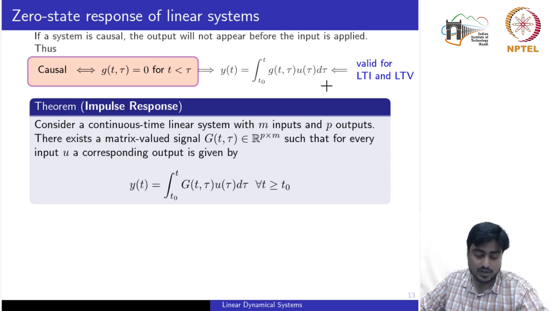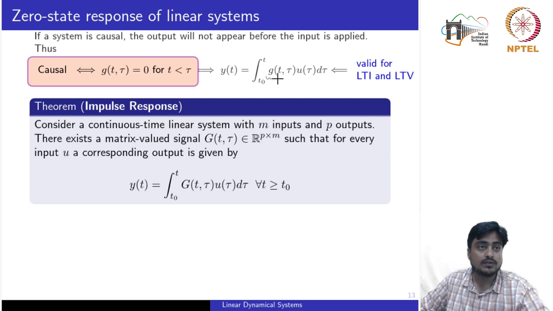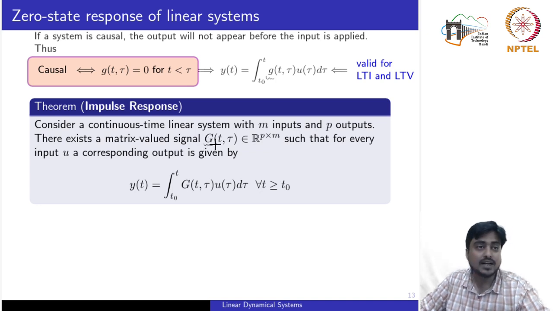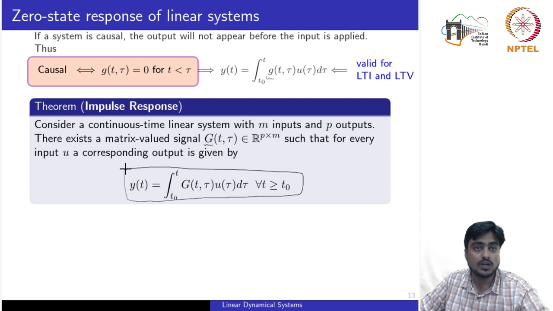Now note that whenever we are defining any function, we will be using small letters. If we are defining the relationship between the input and output by a function with a capital letter, it means that we are implicitly considering that function to be a matrix. So for every input u, where u is also a vector, a corresponding output is given by y of t, which is given by this equation.